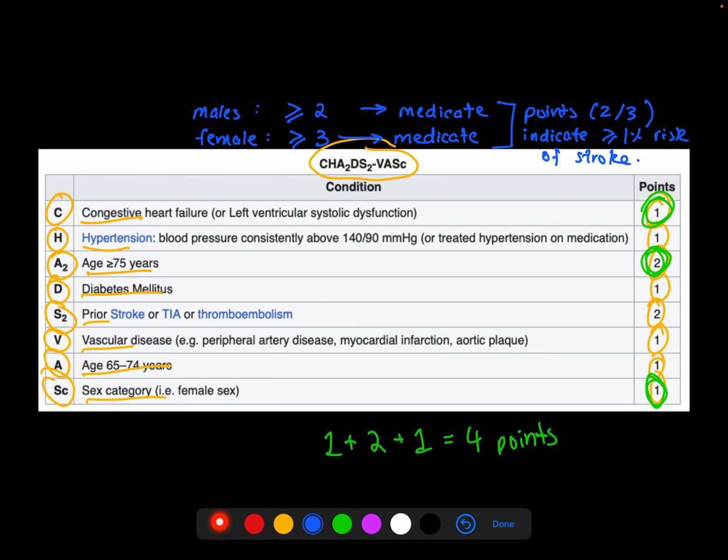So if this patient, our female patient, had 4 points from their CHA2DS2-VASc score, we would look at this guideline, which is females greater than or equal to 3. Is it greater than or equal to 3? Yes. So therefore we medicate.